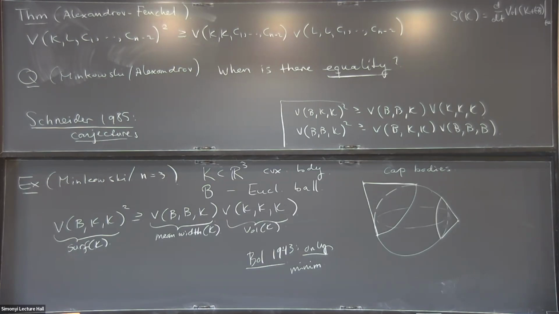As you will see, Schneider's conjectures turn out not to be complete. There are even more equality cases than Schneider conjectured. But without those conjectures, we would be nowhere. We wouldn't even know where to look for the equality cases. So a few years ago, with Yair Shenfeld, we managed to make significant new progress in this direction.